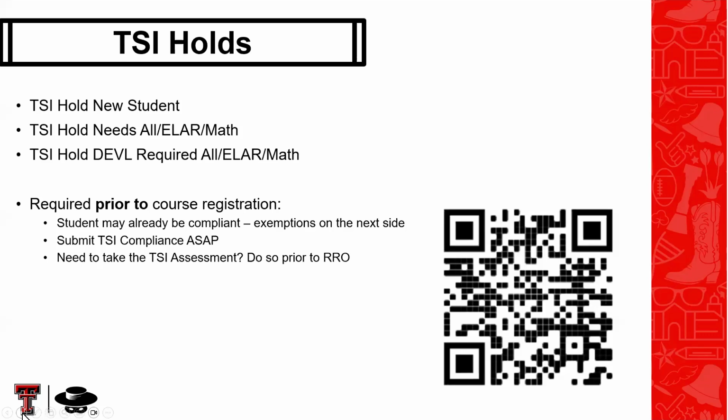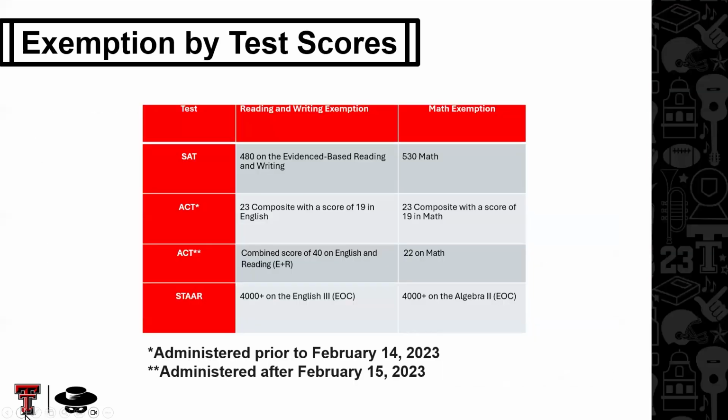Now I'm going to go over some of the most common exemptions that we have. Exemptions by test scores. We'll do SAT, ACT, STAAR. This isn't on there, but we also do AP tests. That will be on our website if you want more information on that. For SAT, it's a 480 on the evidence-based reading and writing, and then a 530 on math.